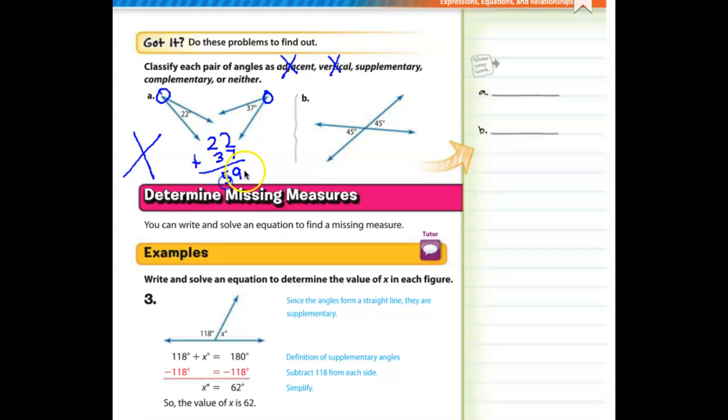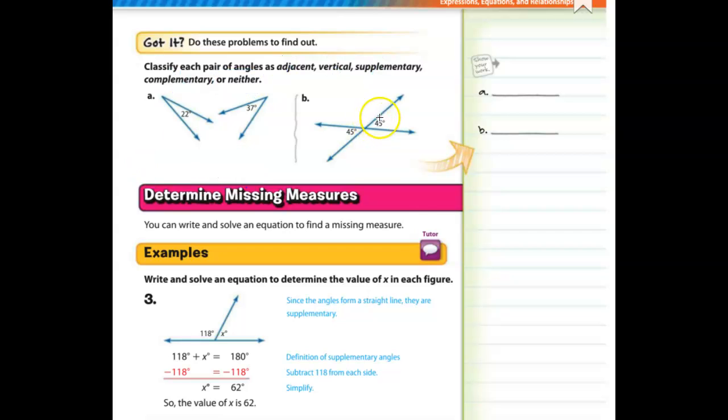We're going to get 59. Is 59 degrees equivalent to 180 degrees? No. So these are not supplementary angles either. Are they complementary angles? Please answer that yes or no. No, they're not, because complementary angles have to equal 90 degrees, and as we've just said, 59 degrees is not congruent to 90 degrees. So the answer to A is that these angles are neither. They are none of those things.